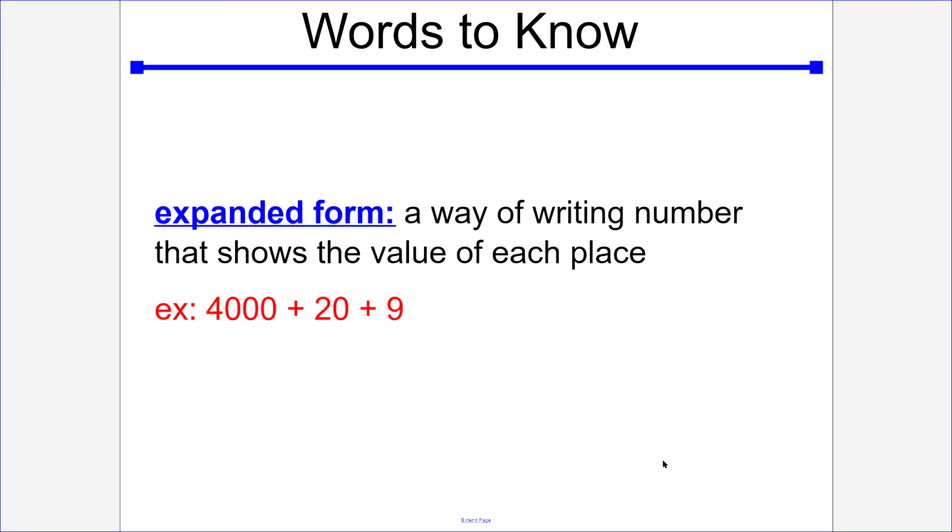Today, we're going to learn about another way that you can write numbers. This way we're going to learn is called expanded form. Expanded form is a way of writing numbers so that you show the value of each place. Here's an example of the number 4,029 written in expanded form. 4,029 written in expanded form would look like 4,000 plus 20 plus 9. We're going to learn a lot about writing numbers in expanded form today.